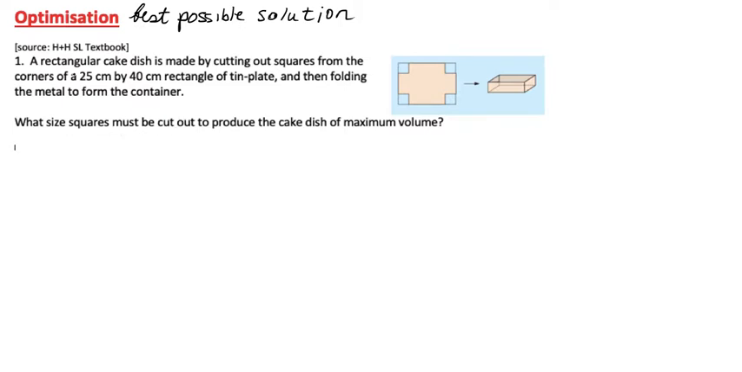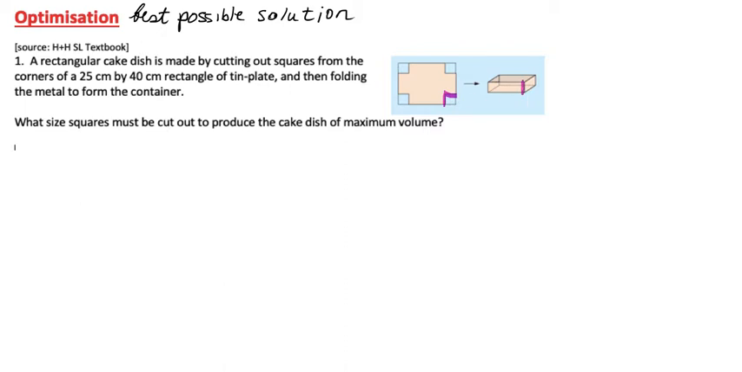Okay, so we've got a rectangular cake dish that is made by cutting out squares from the corners of a 25 by 40 centimeter tin plate and then folding the metal to form a container. We're keeping things simple here: we just cut it out and then we fold it up, so there isn't any overlap material. Hopefully you can see that any side that is cut out, when it's folded up, becomes this height right here.